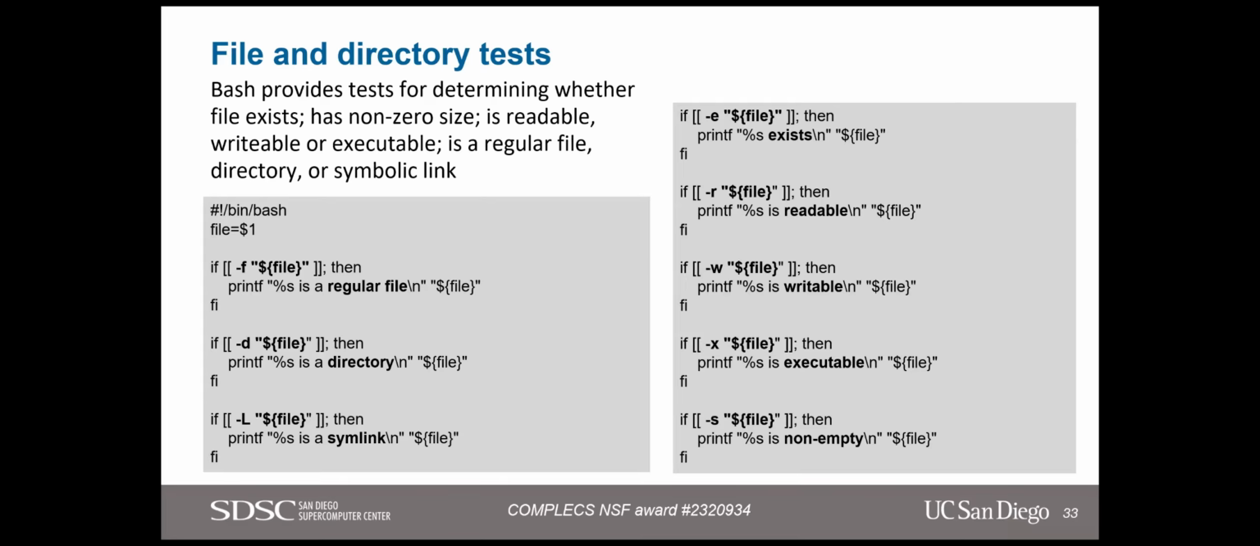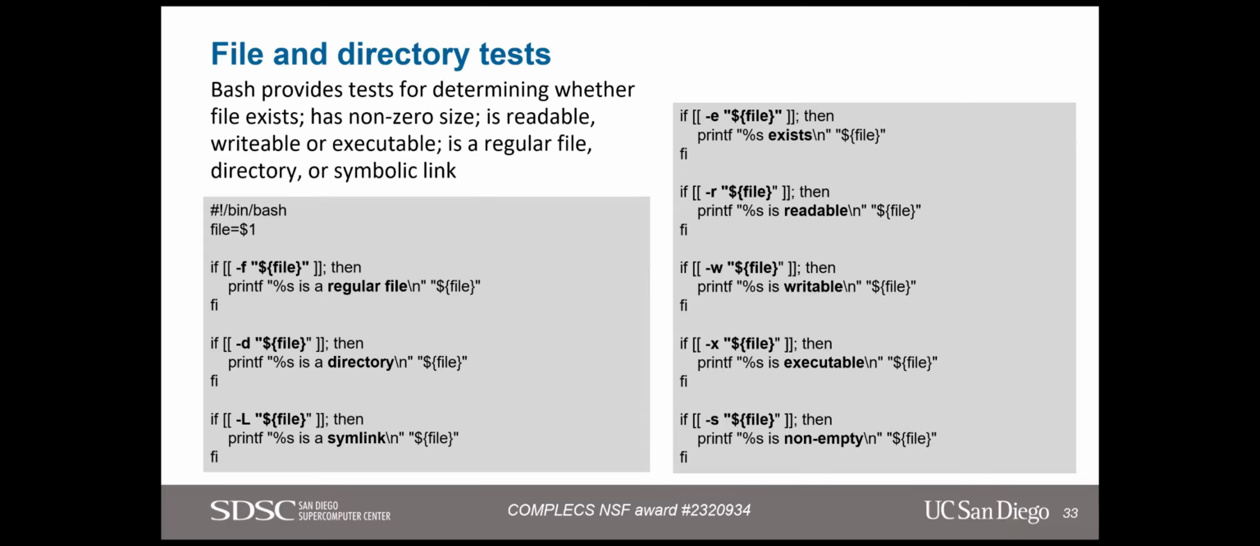So the things we can check for, we can check what type of file you have. You can check for regular files, you can check for directories, you can check for symlinks. If it's a file or directory, then we know it exists. But if you didn't want to check those things, you can just check if the file exists. We can also check what permissions it has.